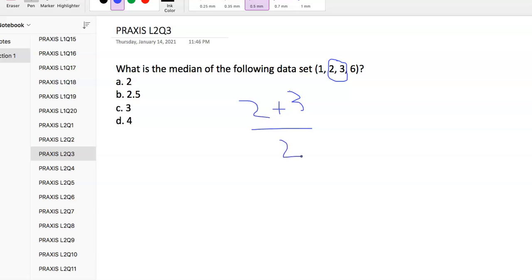Divide by 2. Okay, so 2 plus 3 is 5, divided by 2. 5 divided by 2 is 2.5. Okay, and so that's all you do for median.